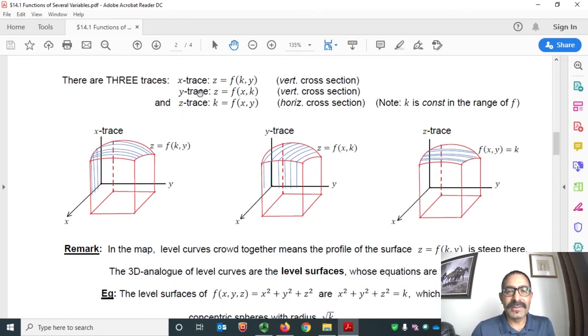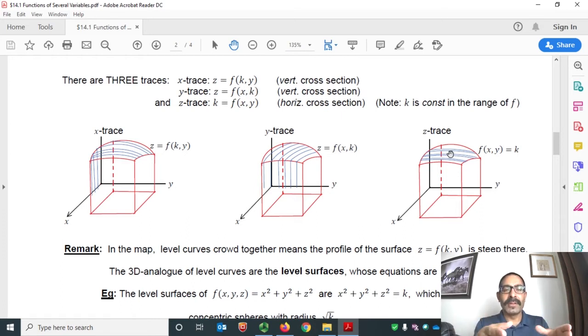X trace, we put x equals to constant in these equations. Y trace, we put y equals to constant in these equations. And z trace, we put z equals to constant in this equation. So then the visualizations here, this is the x trace, this is the y trace, and this is the z trace. So here, let me wave my hand here.